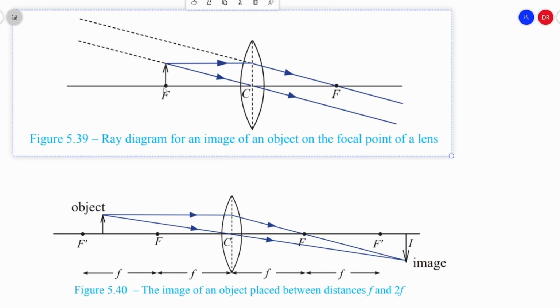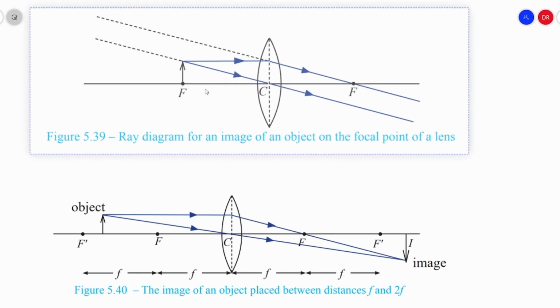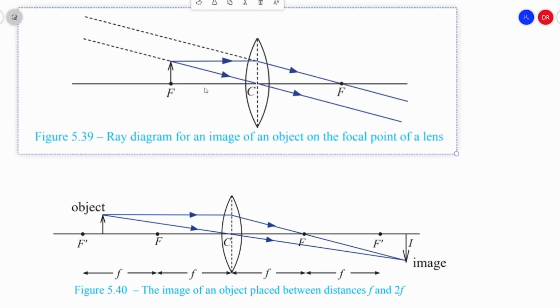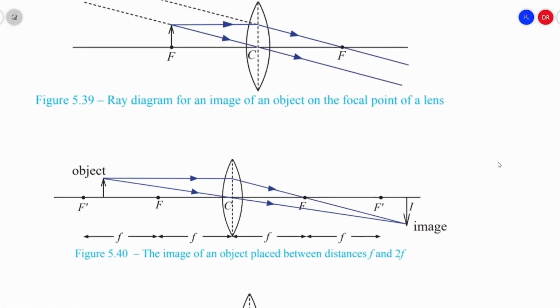Okay, no worries. Then in here, this one, there is actually no image, because the image is formed at infinity. Infinity means these two lines are parallel. After convergence, these two lines are parallel. Therefore, we are indicating the dotted lines: no image when we have our object on the focal point.